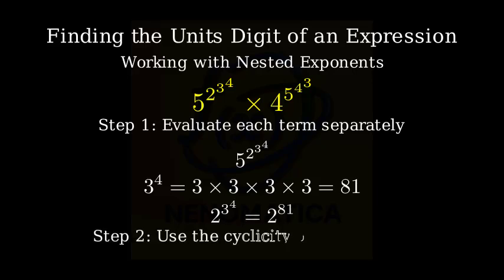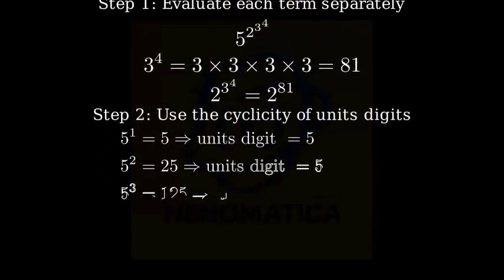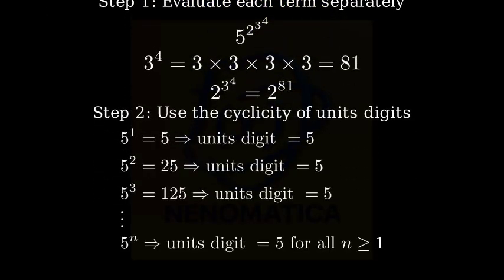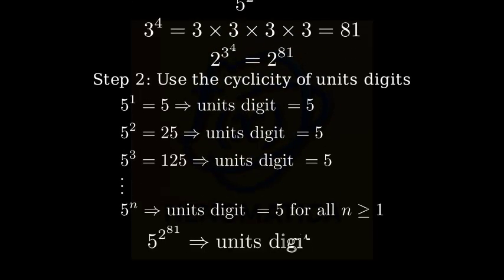For finding the units digit, we need to understand that 5 raised to any power always ends in 5. This is because 5 has a cyclicity of 1 in its units digit. So, 5 raised to 2 to the power of 81 will have a units digit of 5. Therefore, regardless of the exact value of 2 to the power of 81, the units digit of 5 raised to that power will be 5.